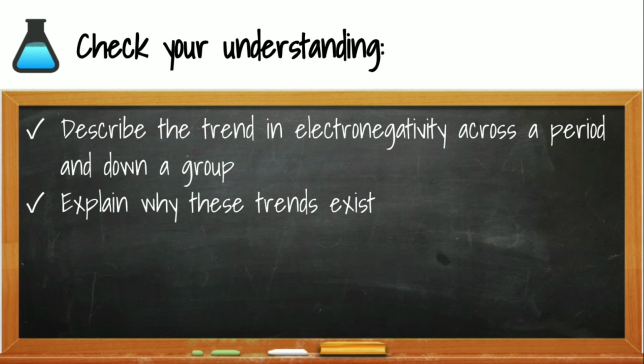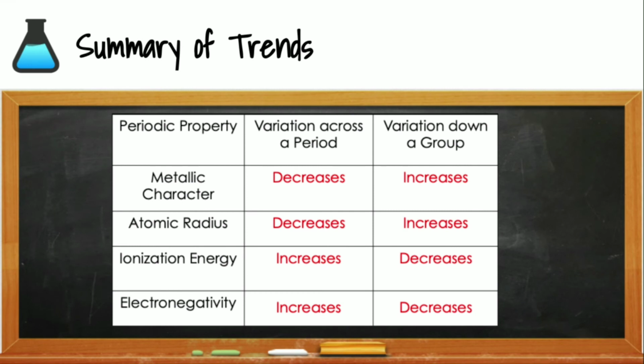So by now, you should be able to describe the trend of electronegativity across the period and down the group and explain why these trends exist. Here is a nice summary table that explains the trends we've looked at thus far this year. We looked at metallic character in unit number 1, and we're revisiting it here in our periodic table unit. Recall that metals tend to be to the left on the periodic table, to the left of the bold staircase, and nonmetals tend to be towards the right of that bold colored staircase.